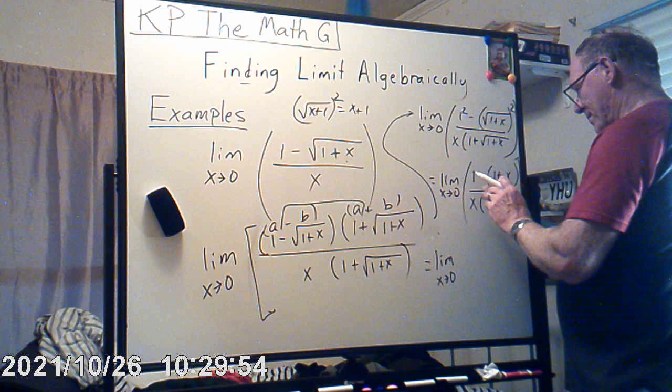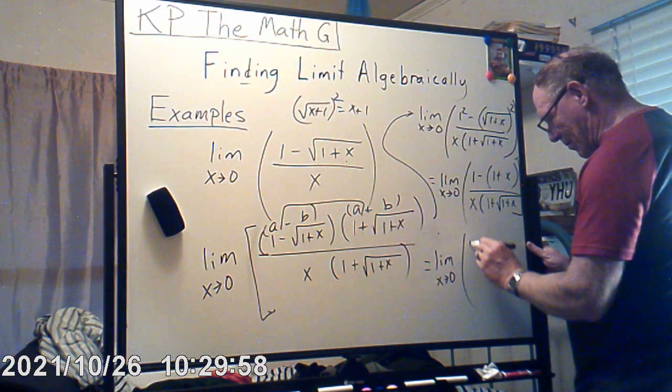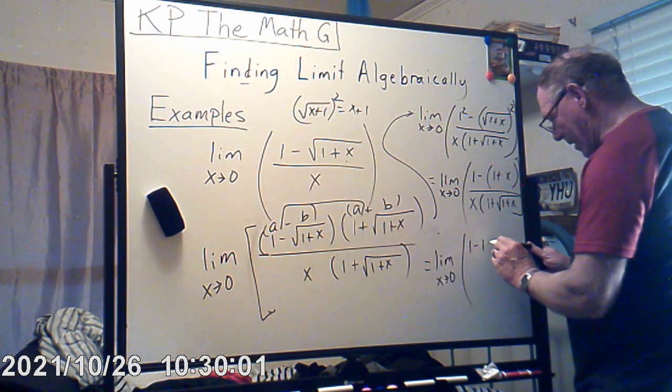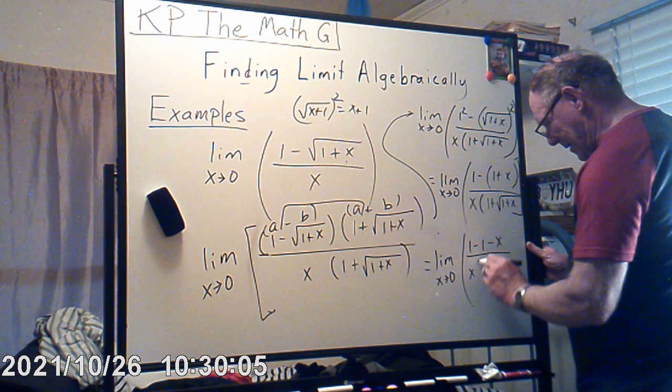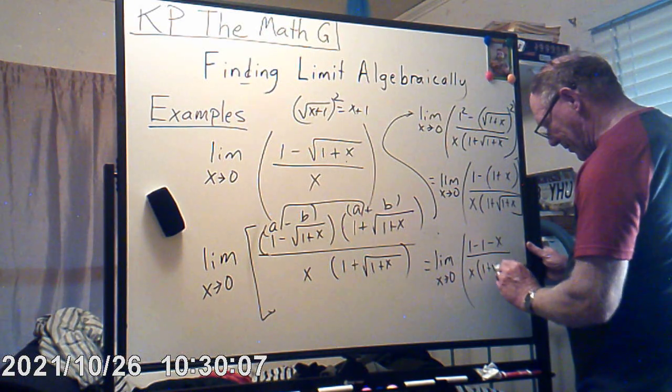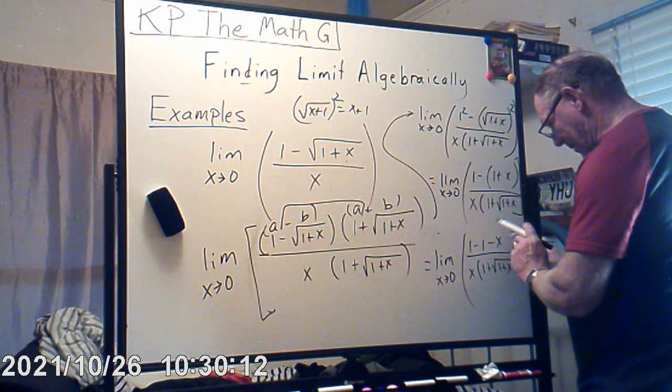Look at this. Let's distribute that negative over the parentheses. So it'll be 1 minus x over x times 1 plus the square root of 1 plus x. Okay, right there.